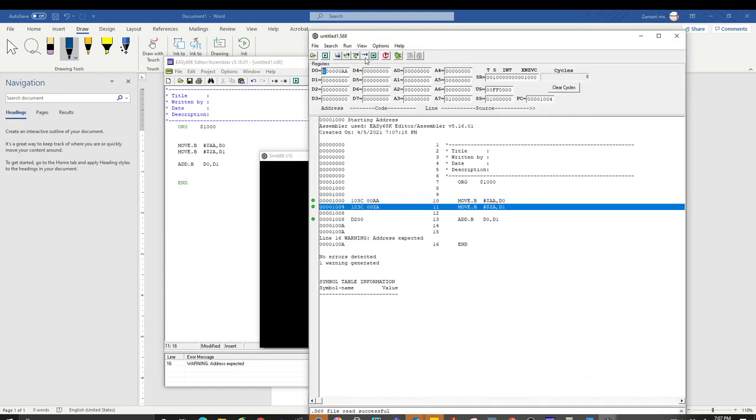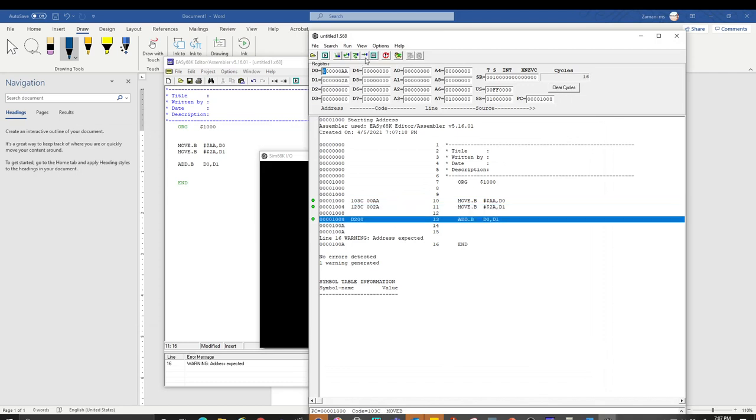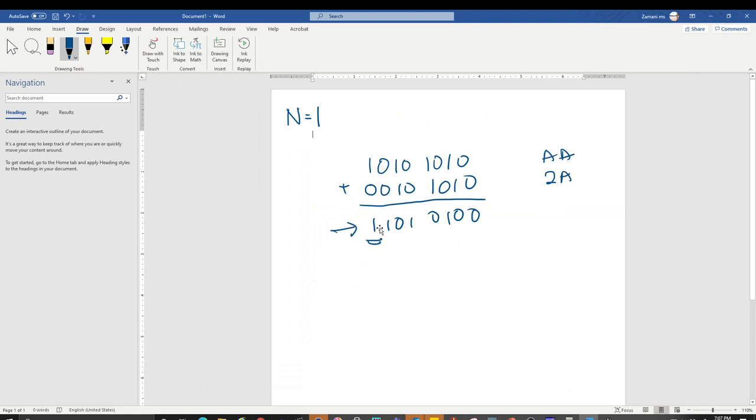Okay, here D0, then 2A, then D0, D1, then you look at the result. The N flag here should be 1. The value for the negative flag is 1 because the MSB of the result is equivalent to 1. Even though the name is negative, it doesn't mean that the result is negative, it's just pointing to the MSB, which is the equivalent of the result. Okay, so let's move on to the final one.